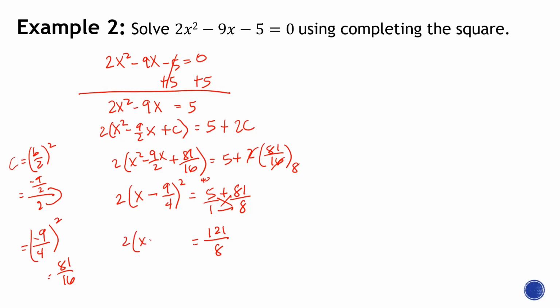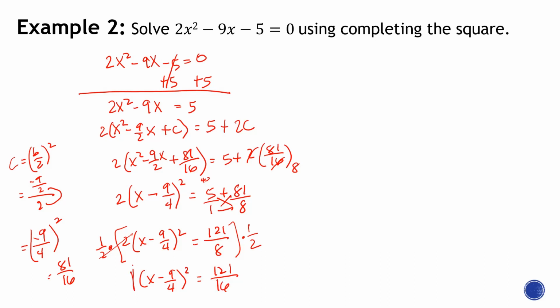And 2 times x minus 9 over 4, squared. And then here, the next step will be to divide both sides by 2, right? But if you do that, you're going to have a complex fraction on the right side of the equation. You're going to have 121 over 8 divided by 2. So it's kind of difficult. So what I will do here is multiply by 1/2 on both sides. It's basically the same. So x minus 9 over 4 squared equals 121 over 16.